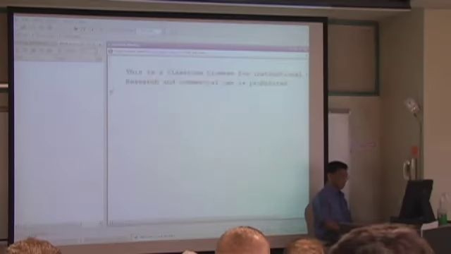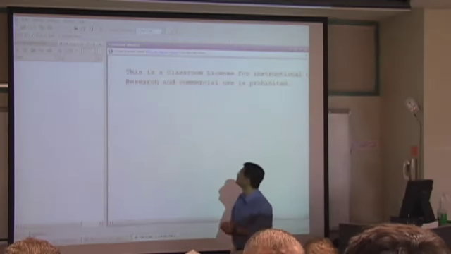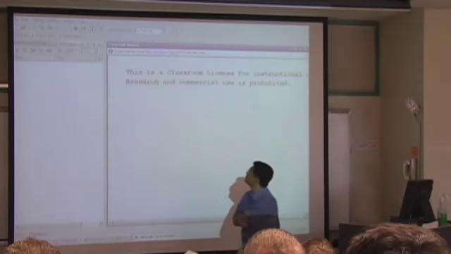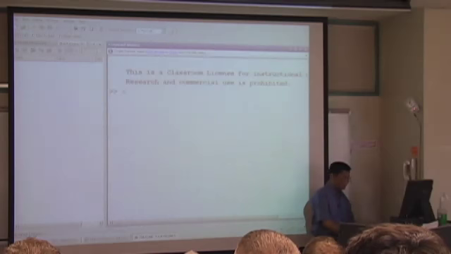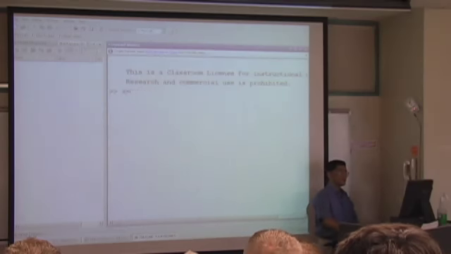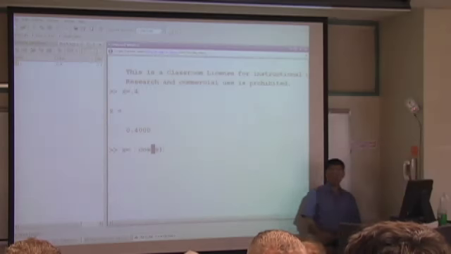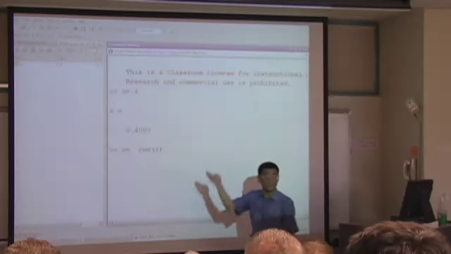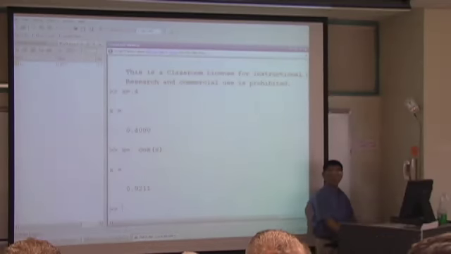X equals 0.4. This is the start, right? Now the new X is determined by cosine of the previous X. Do you follow me? So the previous X determines the new X. So I will do it. The new X is this one.